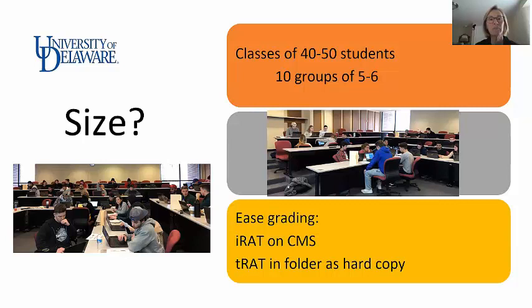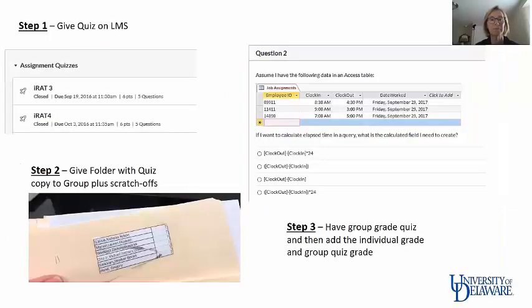And what I do is I put the IRAT on our course management system. So I let the grading become automatic. And then I put the TRAT in a folder that the students work on as a group. Here's a picture of what I do. So step 1 is I save the quiz on the course management system. We have Canvas as our course management system. And the students have a timed quiz. They all take it at the same time. And the answers are submitted, and then they can see their answers. So they can't go back and look at those.